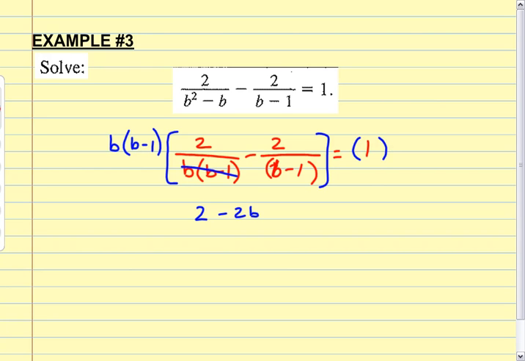But remember, Bella, I have to multiply. This is algebra. I mean, we're going back to 6th grade now. Whatever I do to one side, I have to do to the other. So I've got to multiply this by b times b minus 1. Do you agree? So now I'm going to get 2 minus 2b is equal to b times b minus 1.